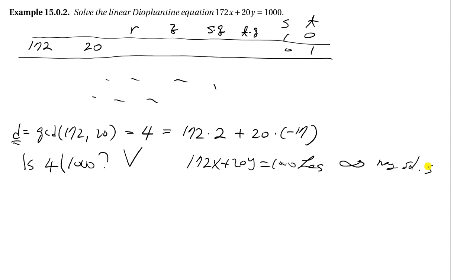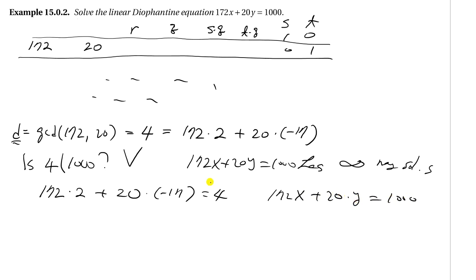And how can you find those? Let's just find out this way. Right now, so far, what we have is 172 times 2 plus 20 times negative 17 equals only 4. What we are looking for is 172 times x plus 20 times y equals 1000, right? So look at comparing these two. Then we found out we need to multiply by a certain value here to make 1000.